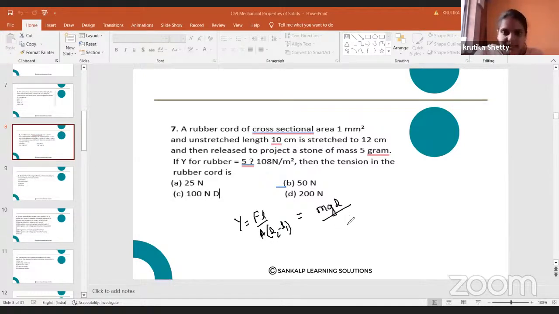Yes. So this is area into L2 minus L1. Young's modulus is given. Initial length is 10 centimeter. Area is 1 into 10⁻³. L2 minus L1 will be 2 into 10⁻². So please simplify it yourself. We are getting option C, that is 100 Newton. So all the given data is there. We did not need mg. They are asking for tension, not force. Yes. Let us go for the next question.